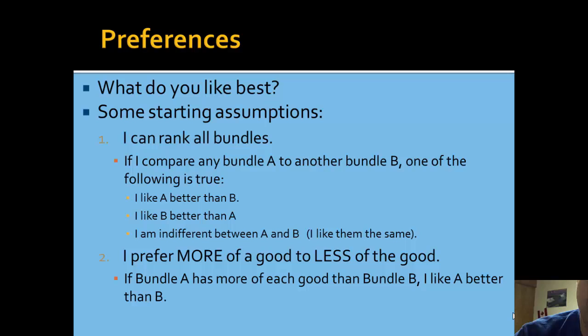Assumption number two says I prefer more of a good to less of the good. If a certain bundle has more of each good than the other bundle, I like the first bundle better than the second. If A has more of everything than B does, then I must like A more than B. Now, this is one of those things that you can get around with careful definitions. For instance, we don't like pollution. Pollution is something that we would prefer to have less of. So one way to get around this problem, if we're thinking about pollution, is rather than call it pollution, call it clean air, and define it in a way that more is preferred to less.